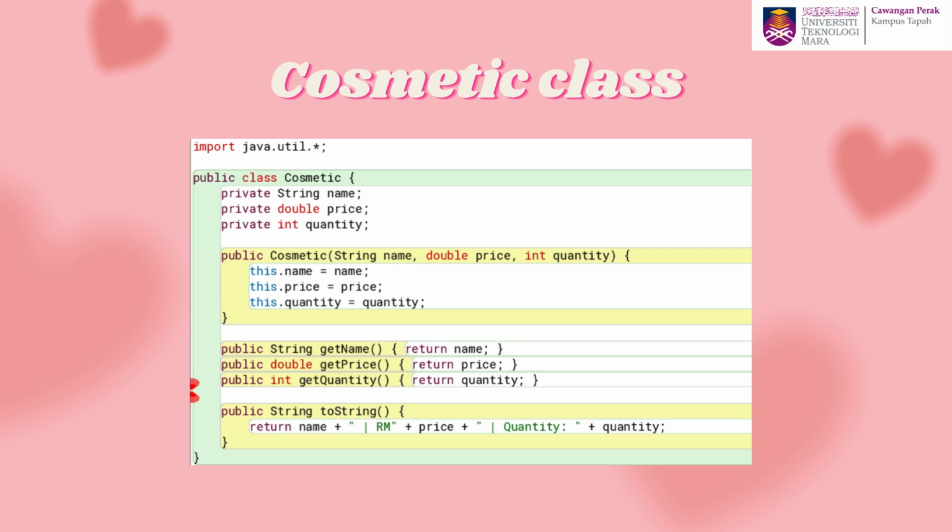This class acts as the main data model for my system. Each object of the cosmetic class represents one cosmetic item in the inventory. All these are declared as private, and I've provided getter and setter methods to safely access and modify them. It's basically the backbone of the whole cosmetic inventory system.